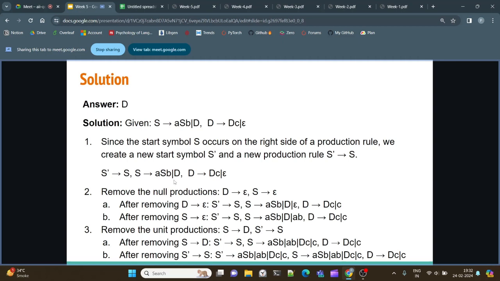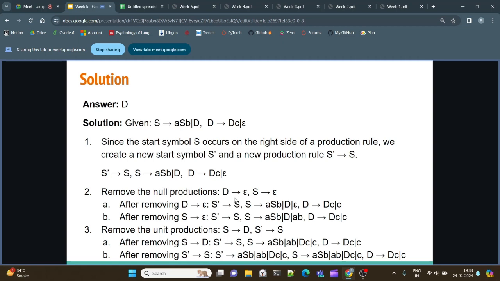So we first find what the different null productions are in the latest production rule. So this was my latest production rule. One I can find is D: in this production rule, D is deriving epsilon. So this is one null production. Another one is here: we see S is deriving D and D is again deriving epsilon. So S can derive epsilon as a result of this. So these are the two null productions.